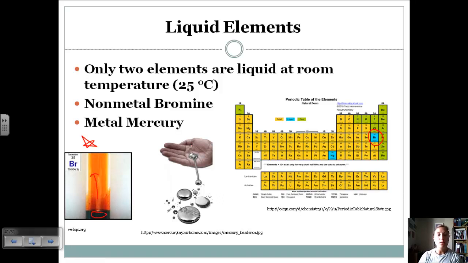And then we have the metal, mercury, which if you ask your parents or your grandparents, they probably played with, especially if they broke a thermometer. But it's actually very dangerous. We don't have mercury thermometers in school anymore. If you have one at home and you break it, you actually have to call a hazmat team. You should never play with it or clean it up yourself.